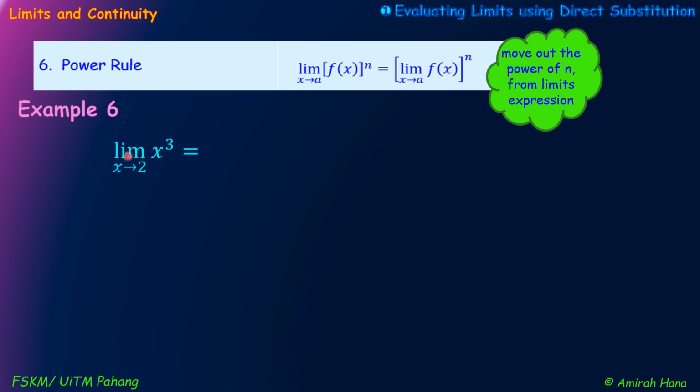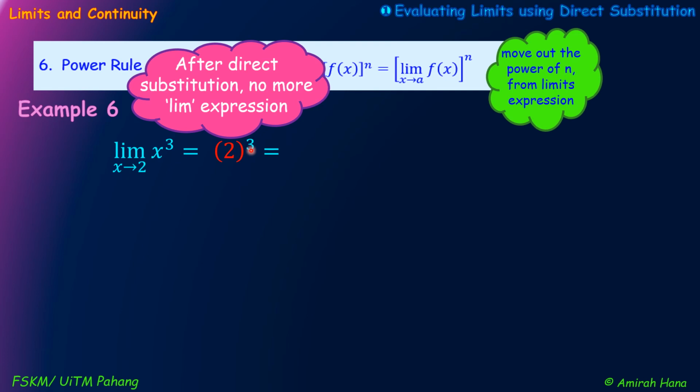Right now we look at limit x approaches 2 of x cubed. So if we use direct substitution, we just replace 2 into variable x here. So we get 2 cubed. And after we use direct substitution, no more limit expression. Then we simplify. So we get 2 cubed equals to 8.